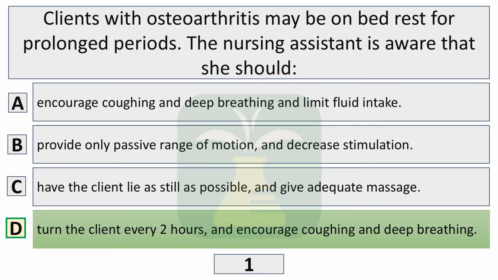Correct answer, D. Turn the client every 2 hours and encourage coughing and deep breathing. A bedridden client needs to be turned every 2 hours, have adequate nutrition, and cough and deep breathe to prevent potential complications of pressure ulcers and pneumonia. Massage can minimize the pain, but placing the client immobile is not the correct answer. Active and passive range of motion exercises and hydration are also appropriate answers to prevent contractures and promote skin integrity.